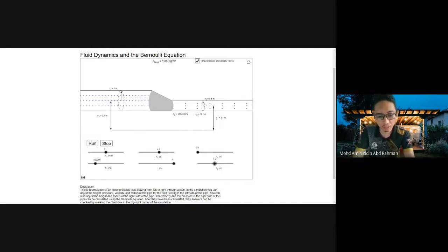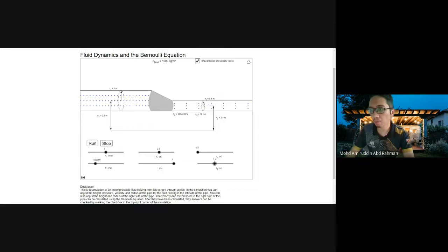The height of the right pipe or the left pipe, and verify, sorry, and compare your answer with the one in the simulation. So that's question number 4. I'm going to share the updated lab manual with you after this.